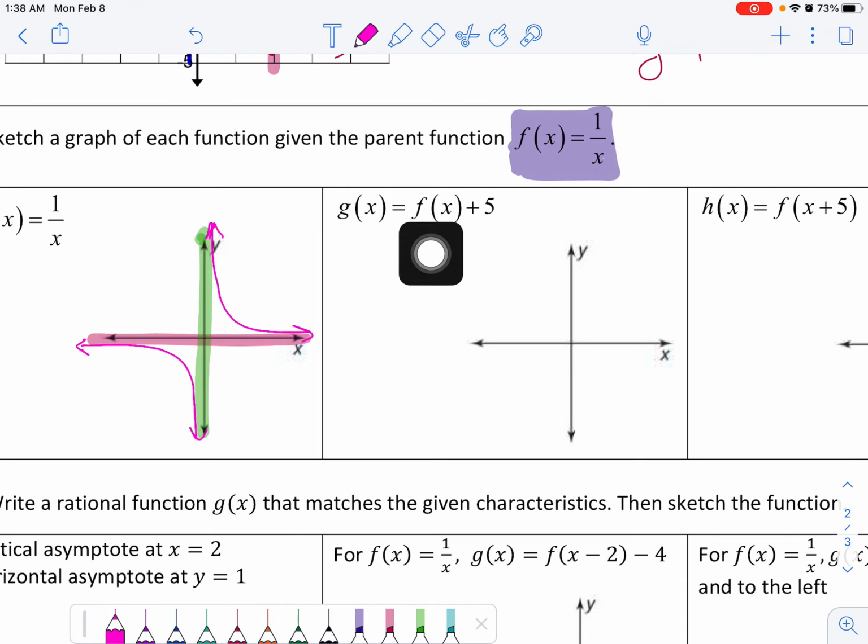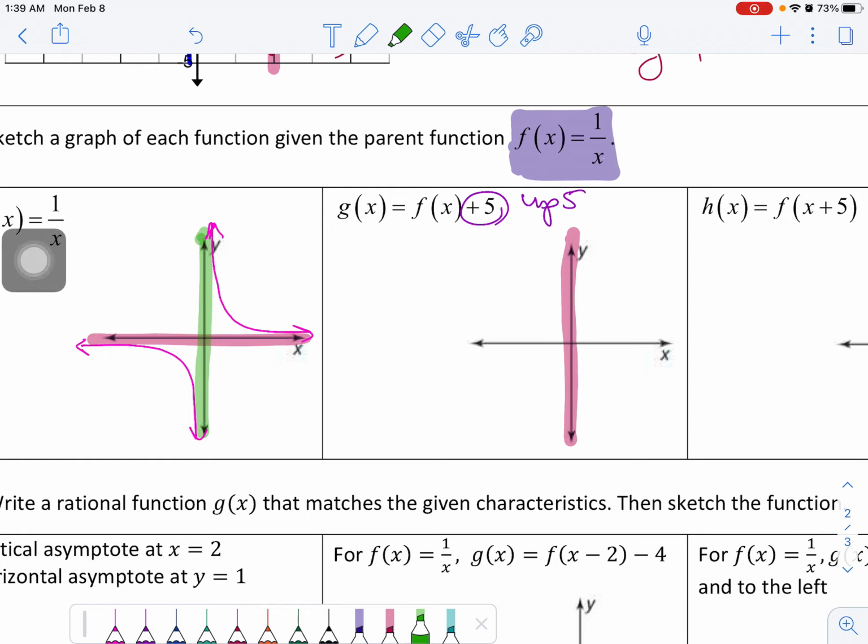All right, so if we've got g of x equals f of x plus 5, this plus 5, and I'm going to go ahead and mark it here, this is shifting up 5 units. So my vertical asymptote doesn't change, right? That's still the vertical asymptote, which is the y-axis. However, the horizontal asymptote has moved up 5 units. So let's say this is 5.